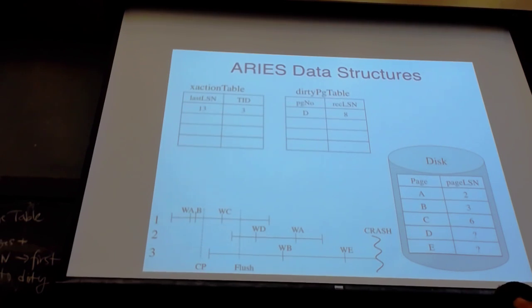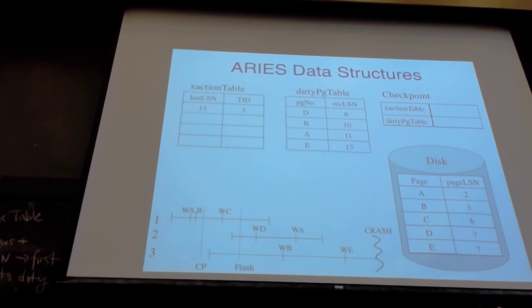Then this kind of continues along. We then do this write to D. Then transaction 3 does this write to B. Then transaction 2 does this write to A, and then finally transaction 3 does this write to E. So that's what the state of the system looked like at the time that we crashed, right?